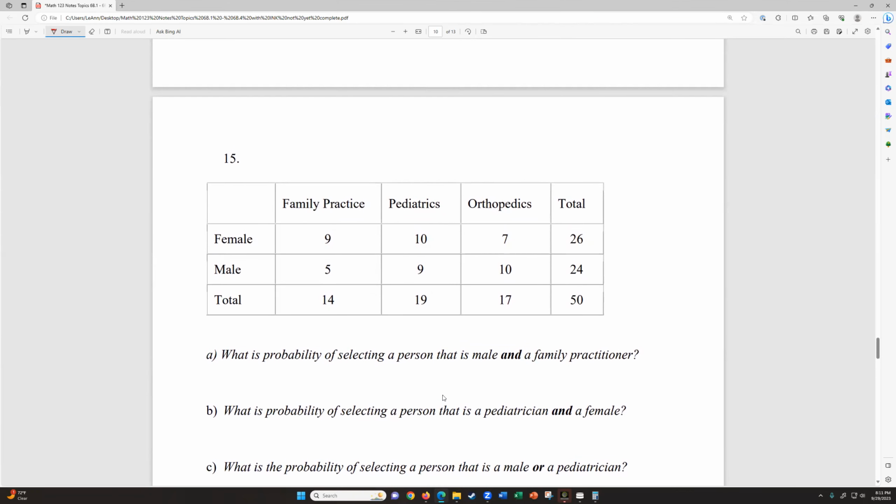Okay, so what is the probability of selecting? So this is the same table, just recreated without all the ink on it. What's the probability of selecting a male and family practitioner? So I kind of already answered that one. So male and family practitioner is the people who are in that overlap, which is right there, out of the total number of people in the practices that they studied, which was 50. So that'd be 1 out of 10.